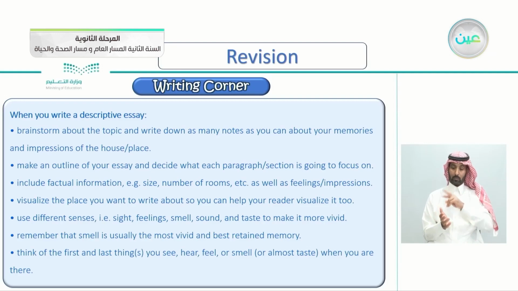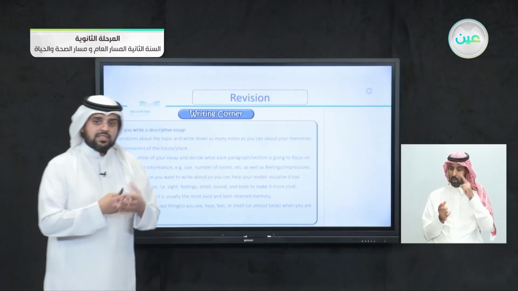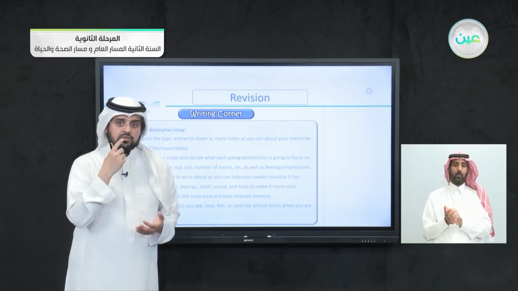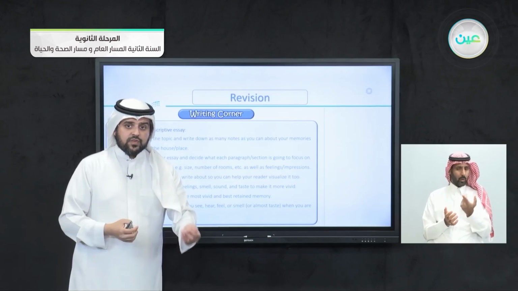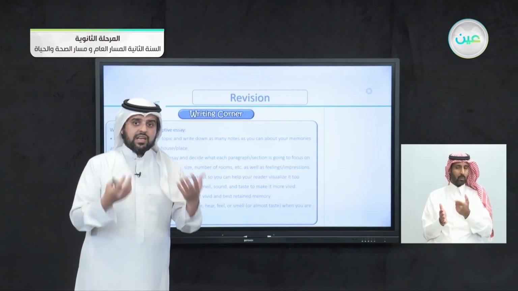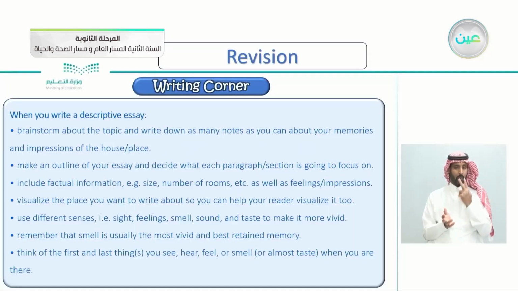Use different senses. Try also to use different senses, as in sight, feeling, smell, sound, and taste, to make it more vivid, to make your writing more clear. Try to depend on senses. What you hear when you describe this house, what you smell, what you see, what you feel, what you touch. Once you are at this house, what can you feel, what can you see, what can you smell, and so on. So you can make the writing more vivid and more clear for the reader.